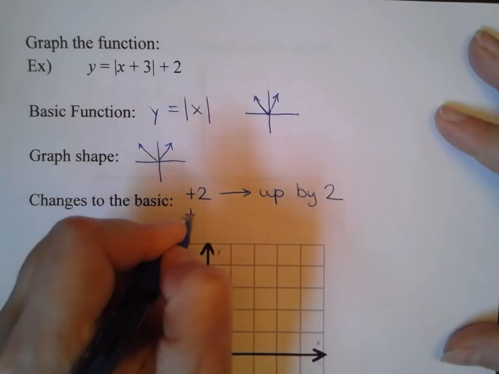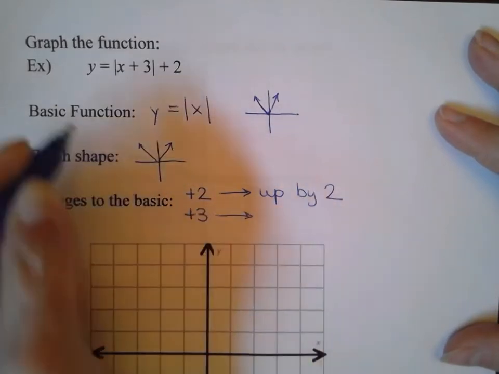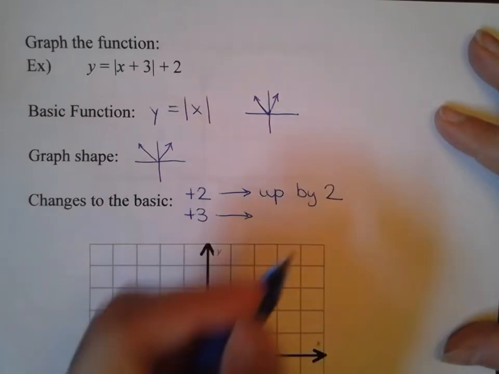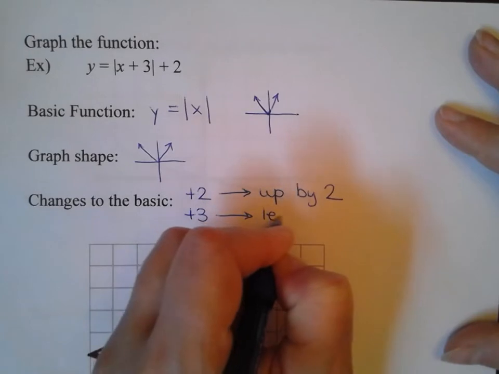Okay, what's the plus 3 that I see inside? What is that going to do to this graph? Anything that's changed on the inside of the function is going to affect the x values. And by affecting the x values, I'm shifting this V shape either left or right. A plus 3 is going to shift it in which direction? Keep in mind that the left and right shift are opposite. So even though I see a plus 3, it's actually going to shift it to the left by 3.